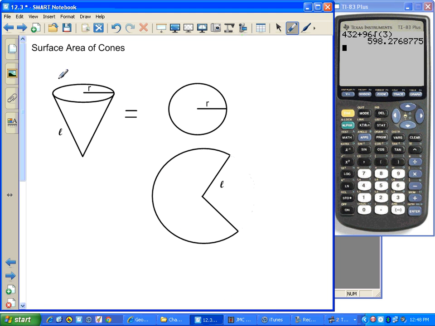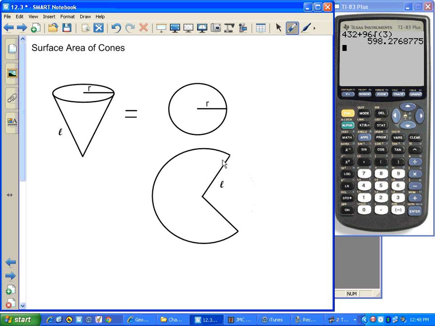Now let's look at cones. If I want to find the surface area of cones, I'm going to break it up into 2 parts. I've got a circular base here, so here's my base. And then I've got the cone part, which if I lay flat would look kind of like Pac-Man here. And L, which is the slant height here, would be this.